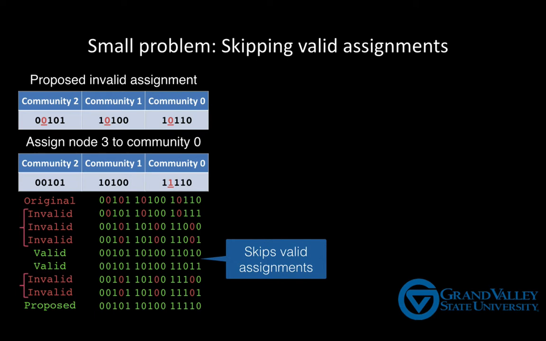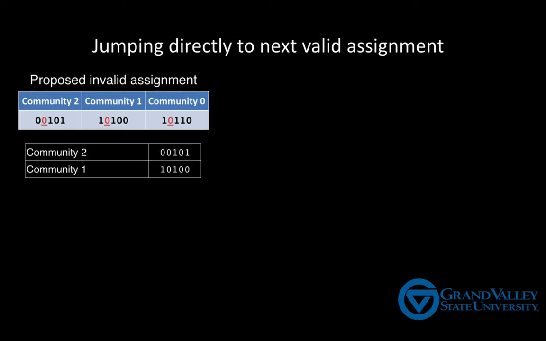To see how this works, let's begin by looking at communities 1 and 2. Or, in the general case, looking at all the communities except community 0. We can see that, taken together, these communities have assigned nodes 0, 2, and 4, which means that nodes 1 and 3 have not yet been assigned. At this point, the algorithm will only modify community 0, which means that community 0 must contain these unassigned nodes.